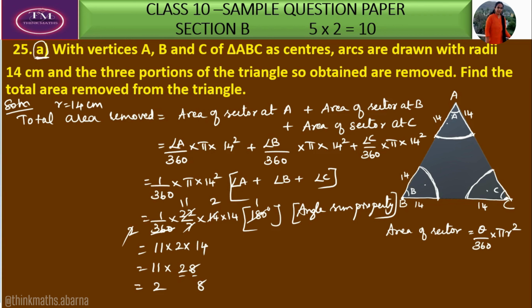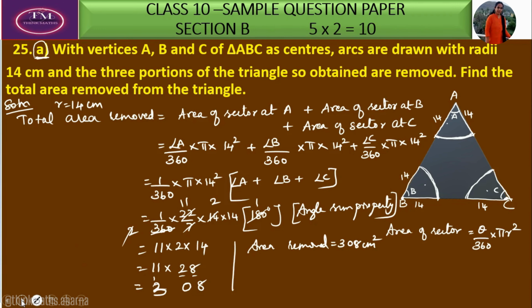Now what is 2 plus 8? 2 plus 8 is 10. So write 0 and 1 is the carry over. So 2 plus 1 it is 3. So it is 308. Okay. So the answer is area removed equal to 308 centimeter square. Okay. So this is the area removed. Okay children. I hope you can understand this problem.